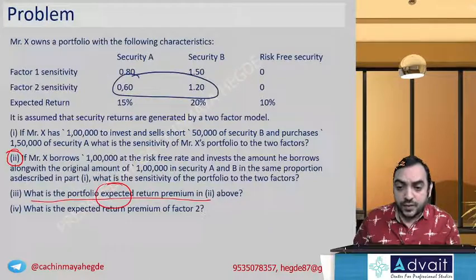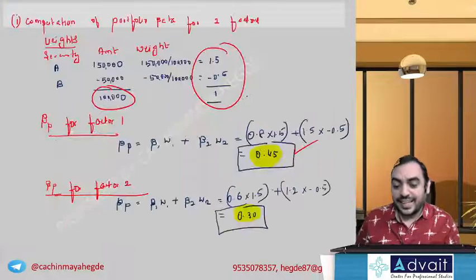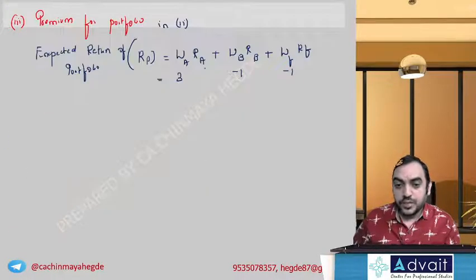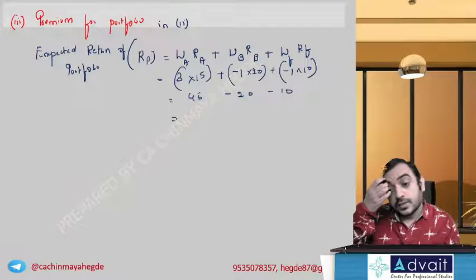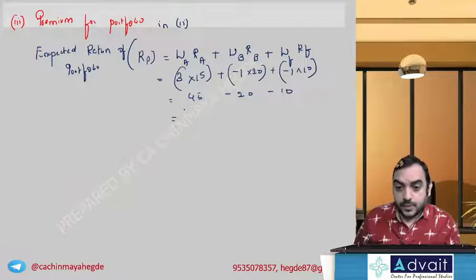What are the returns we have? 15, 20, 10. So 45 minus 20 minus 10. I think 15.